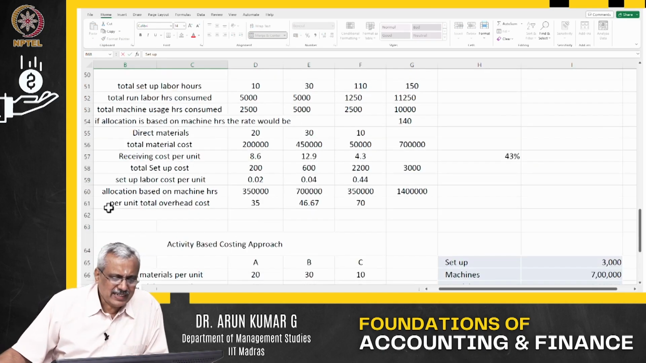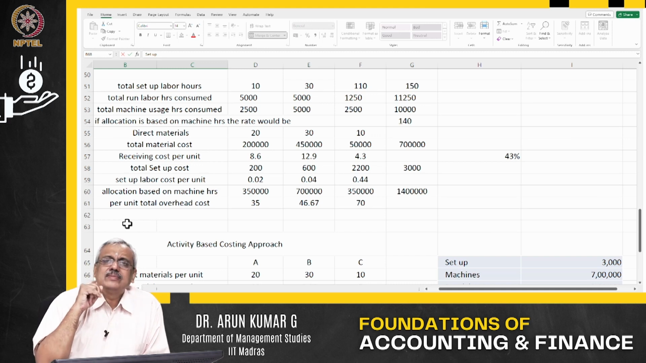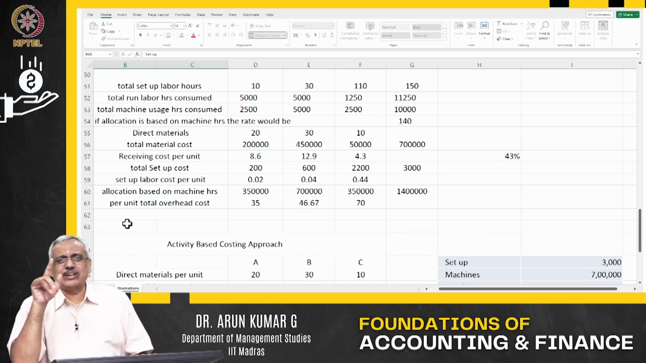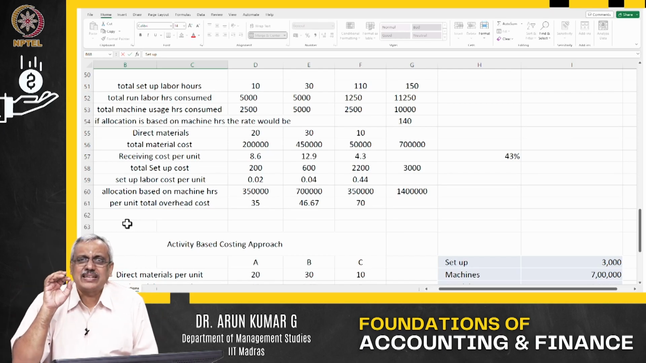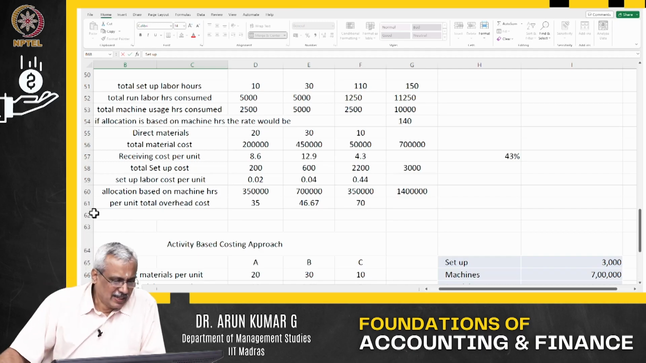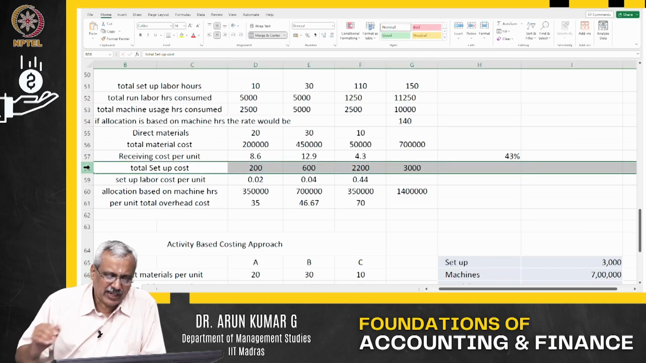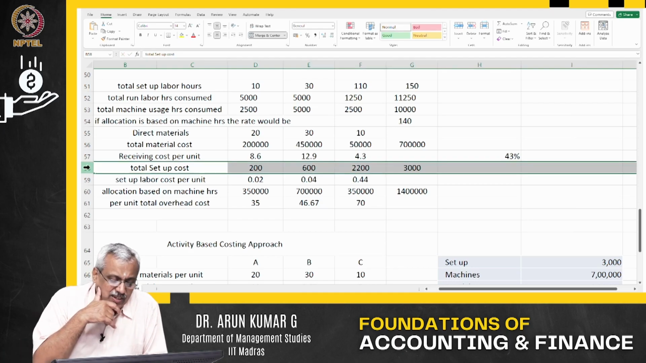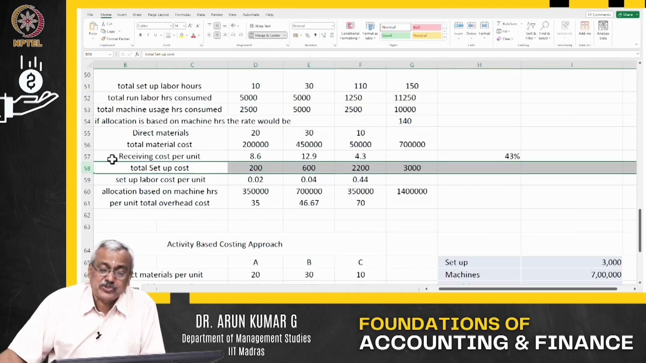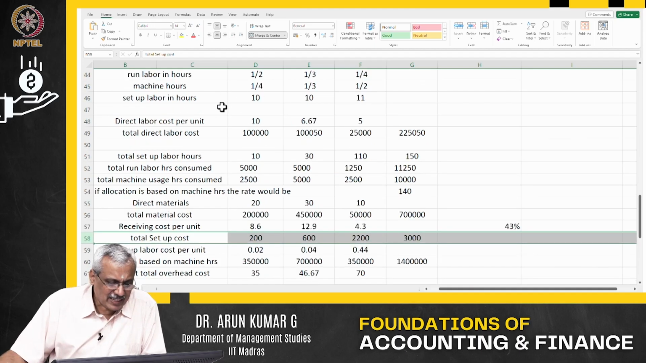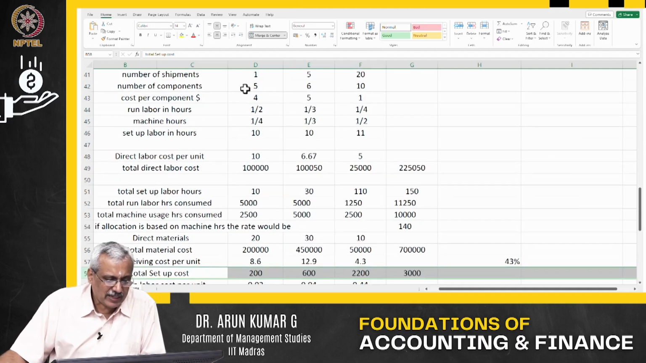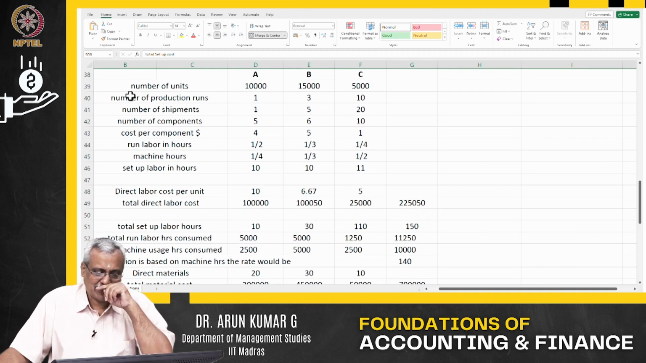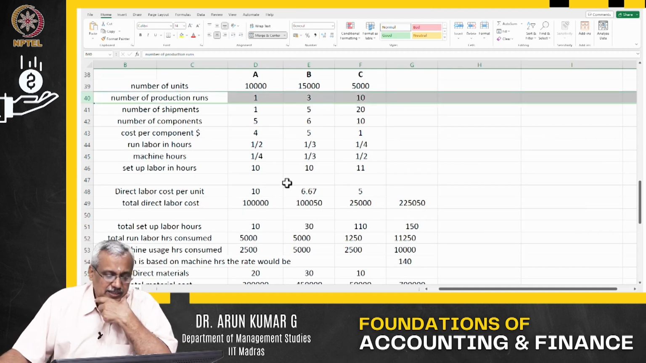Now, you know what the activity is? The activity is machine setup. What is the activity driver? The activity driver is the number of times the machine is set up, the number of hours you are using for setting up the machine, the amount of labor that is consumed for setting up the machine. That we calculated. We said that for A it consumes 200 hours, for B it consumes 600 hours, for C it consumes 2200 hours, because the setup is dependent on the production run. For every production run you have to do a setup.